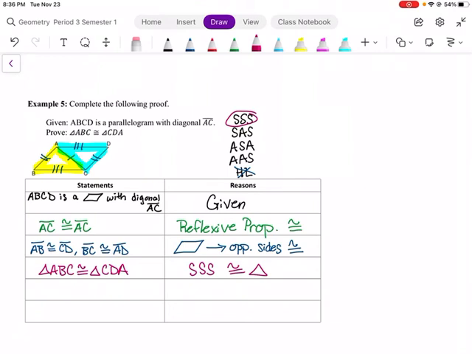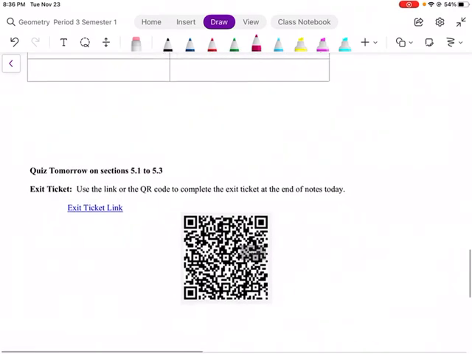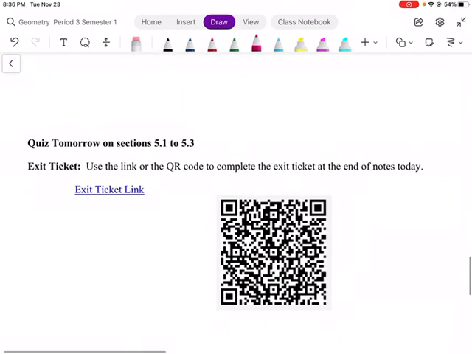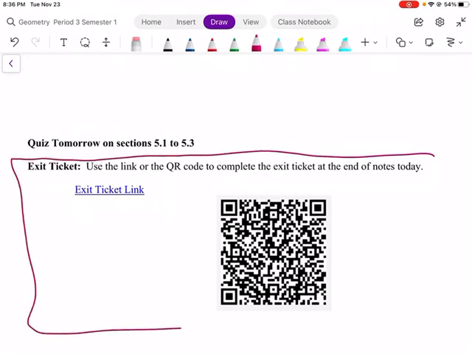If you have any questions, please let me know. We do have a second quiz tomorrow for the chapter on 5.1 to 5.3. You are going to end up doing this exit ticket before you start the homework, and then you are good to go. Let me know if you have any questions, and don't forget to check your answers on your homework.